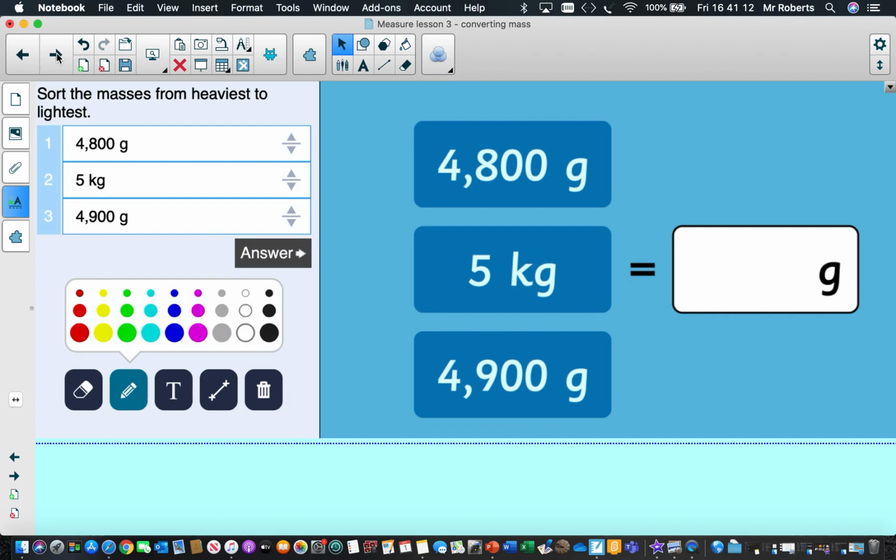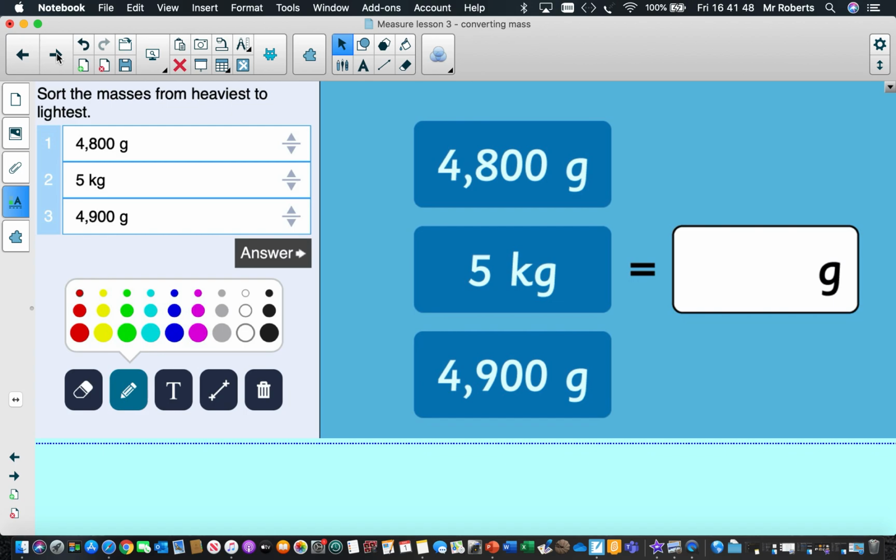So then I move on to a different style of question now. It says sort the masses from heaviest to lightest. So it's really important that we remember heaviest to lightest. So I've got 4,800 grams, 5 kilograms, 4,900 grams. Some people might already be looking at this and thinking, well, it's 4,900 because that's the bigger number. But what people who are thinking that have not noticed is that the middle one is in kilograms.